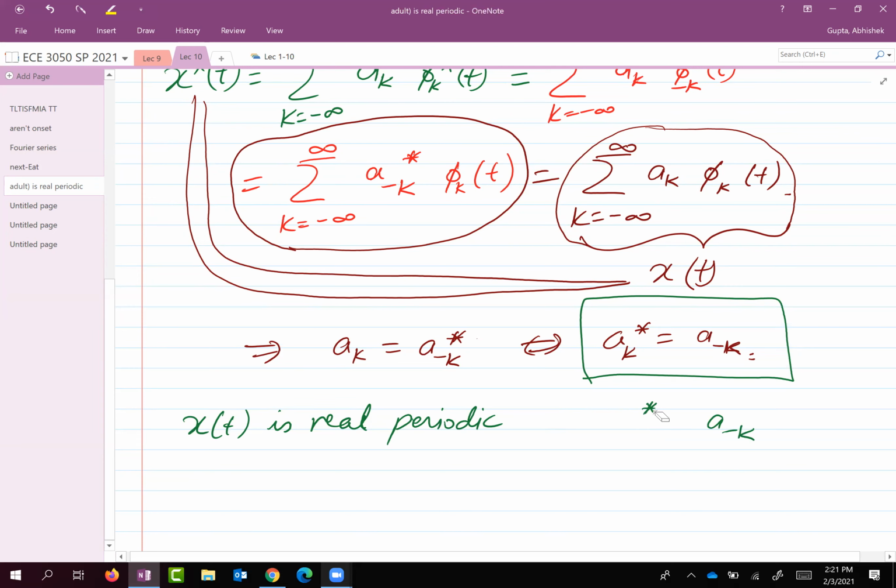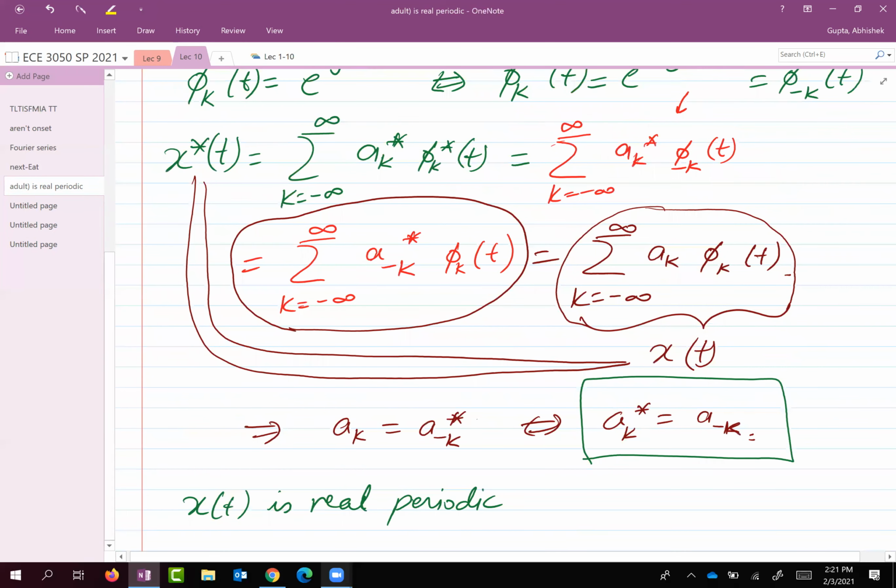I have a quick question. Up above you have phi negative k of t. How are you able to switch that? This equality, are you talking about this? Yes. So I'm just going to relabel k with minus k. I'm just going to replace k with minus k in this expression.